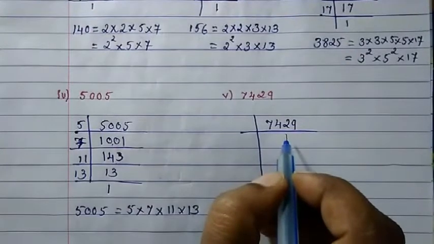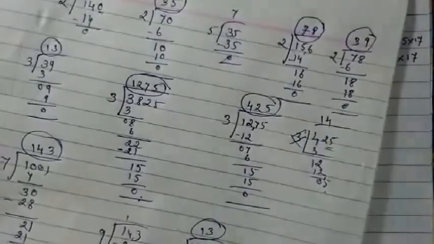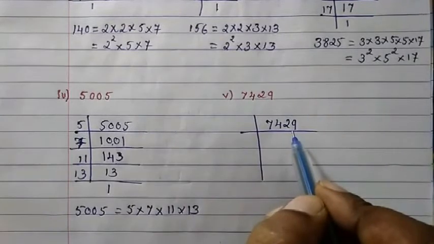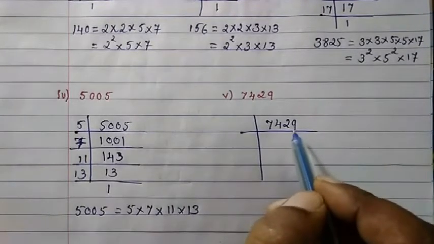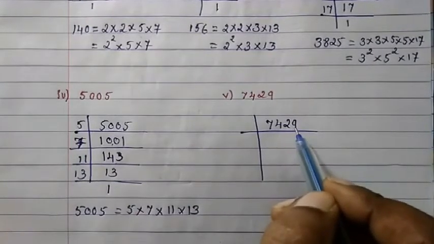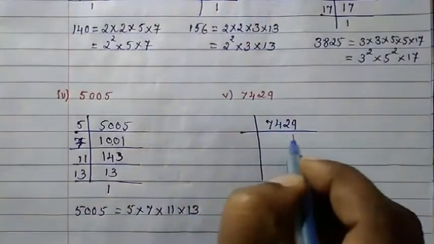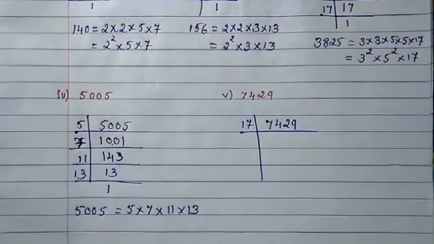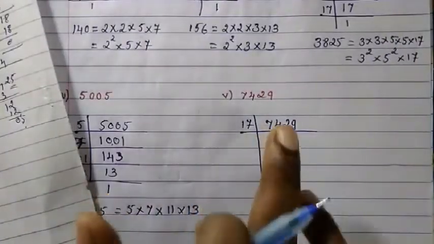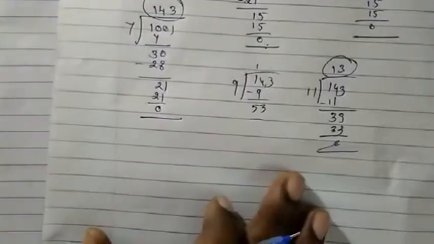7429. Now you see again in which table it will come. If you start trying this way, it is an odd number, so you try with 3, starting from 3, or try with 5, try with 7, 9, 11, 13. So when we try, actually we get that it is completely divided only by 17. You have to try this way and find out where it is completely divided. It is completely divided only by 17. So if you want to try, we'll do it here.